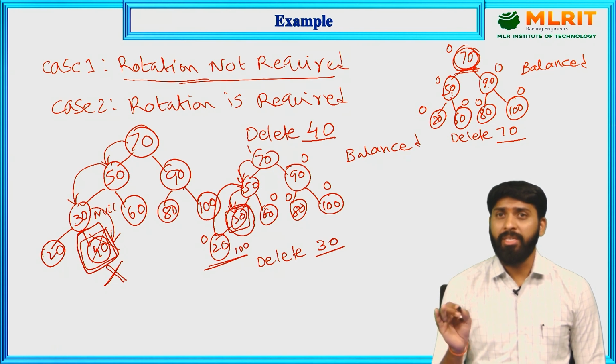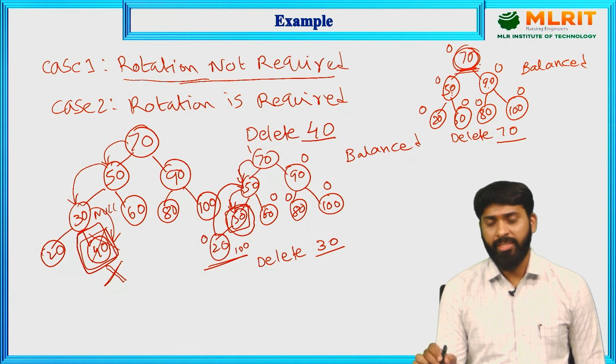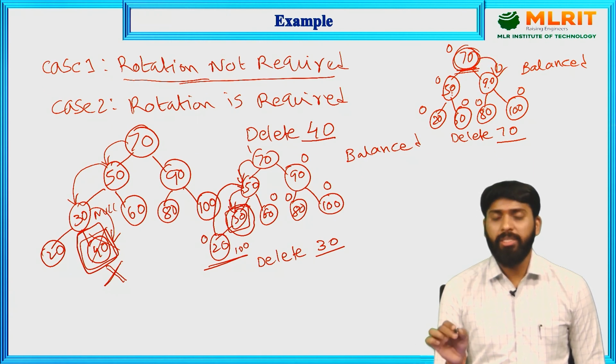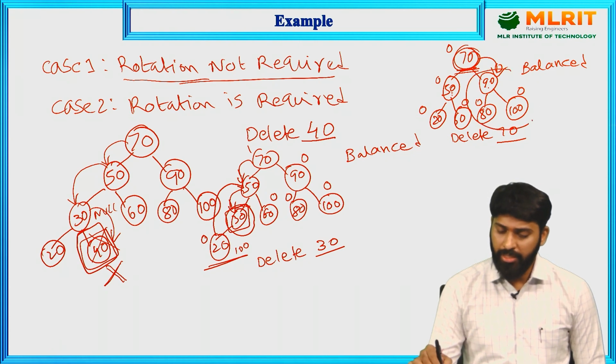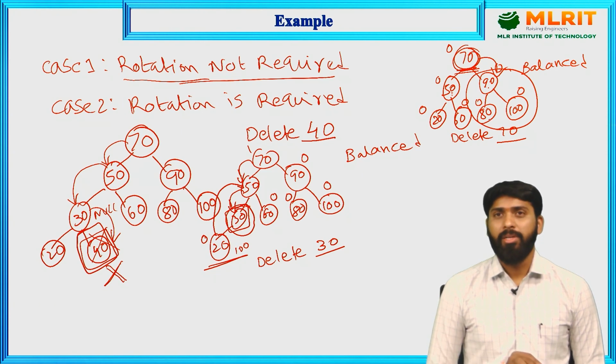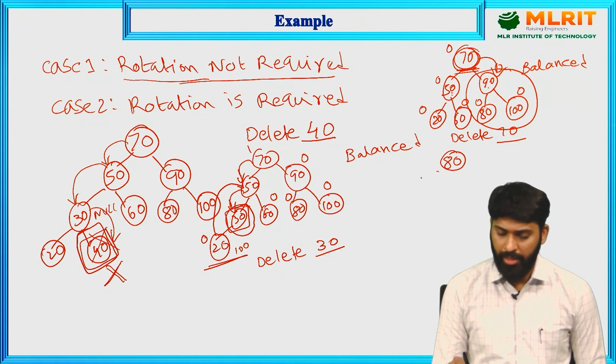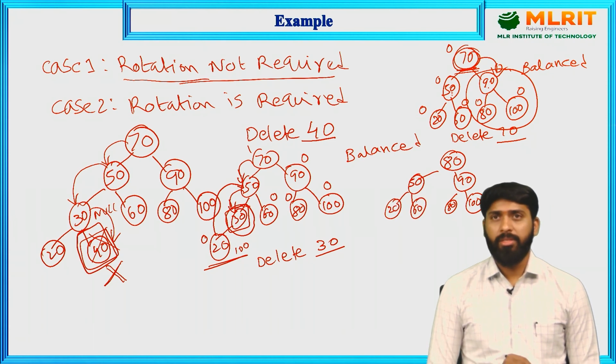So find the successor for 70. How to find the successor? We already discussed this in our previous classes. To find the successor of 70, traverse to the right side. 70's right side is 90. Now in this subtree find the minimum value. What is the minimum value? 80. So now 70 is replaced with 80. So it becomes 80, 50, 90, 80, 100, 20, 60. So this is the resultant tree.